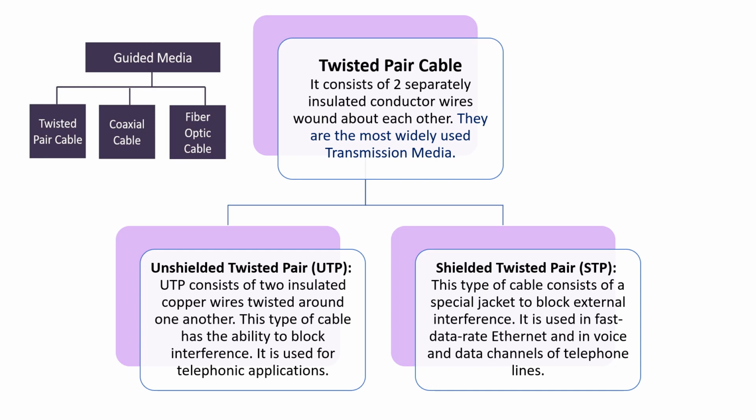This UTP consists of two insulated copper wires twisted around one another. This type of cable has the ability to block interference, so it is used for telephonic applications. And the shielded twisted pair consists of a special jacket to block external interference. It is used in fast data rate Ethernet and in voice and data channels of telephone lines.